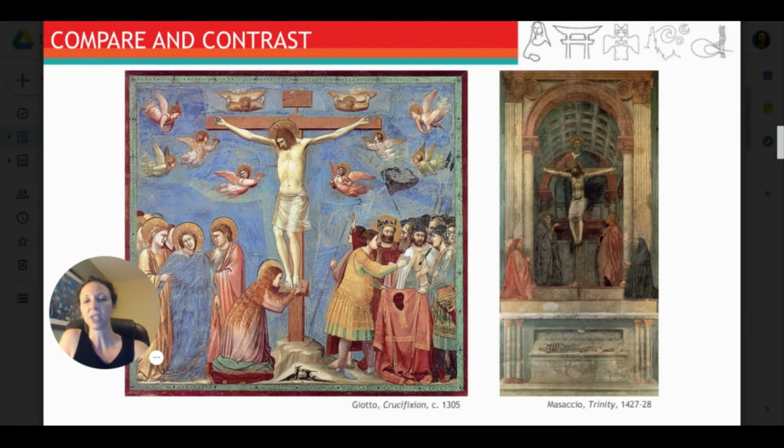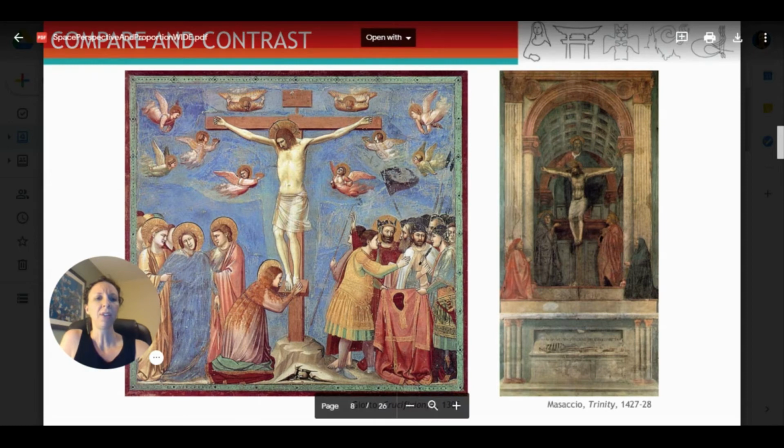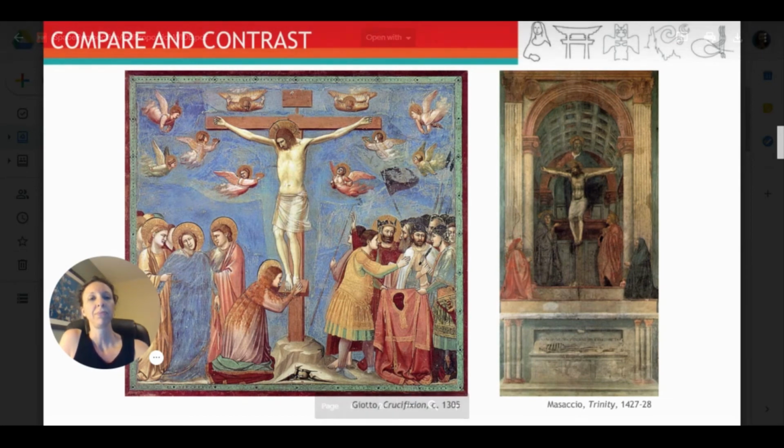This was painted in the 1300s, and you can tell there's pretty much just activity going on in the foreground, again, closest to the viewer. Everyone is in very shallow space. There's not really anything in the distance or in the background, and that creates a very shallow sense of space. If we look at this one here called the Trinity, painted in 1427, much different feel.